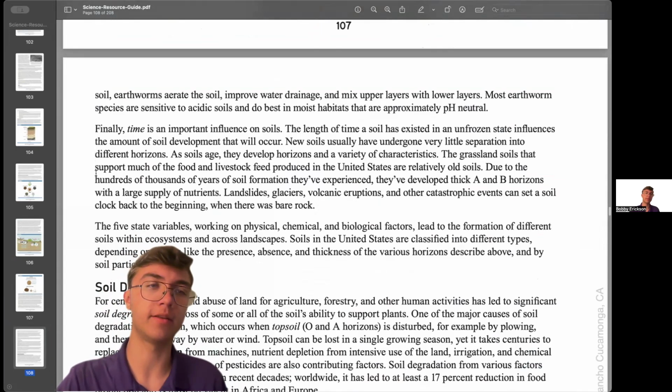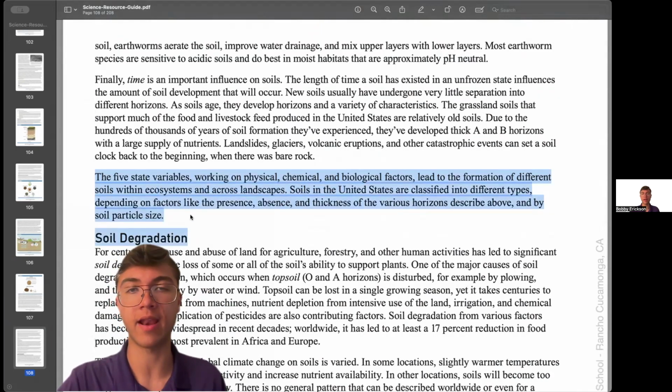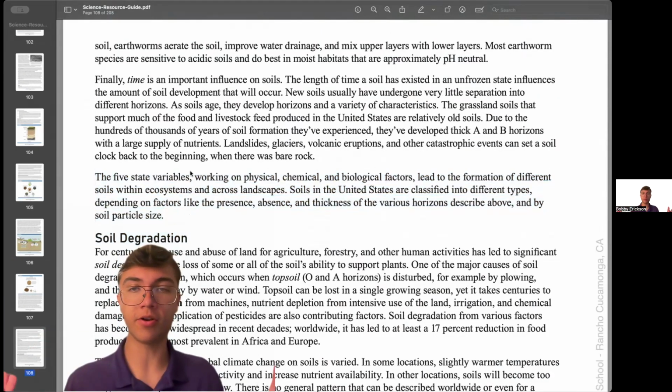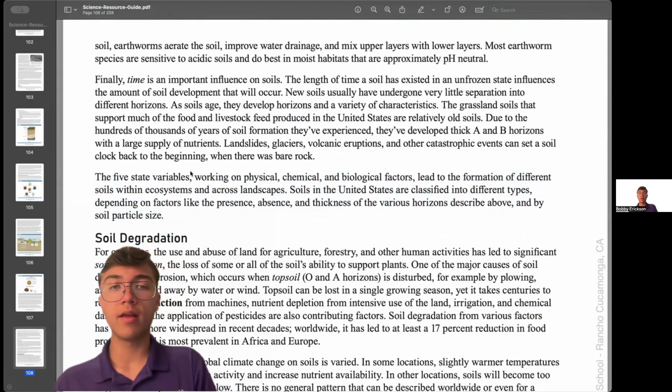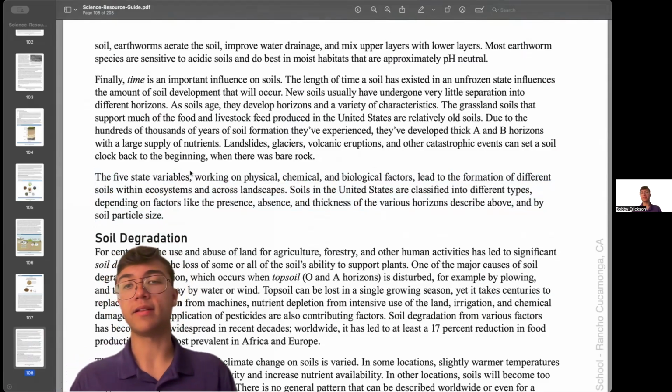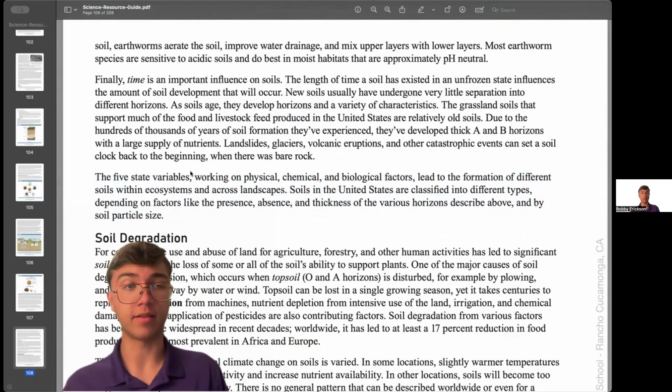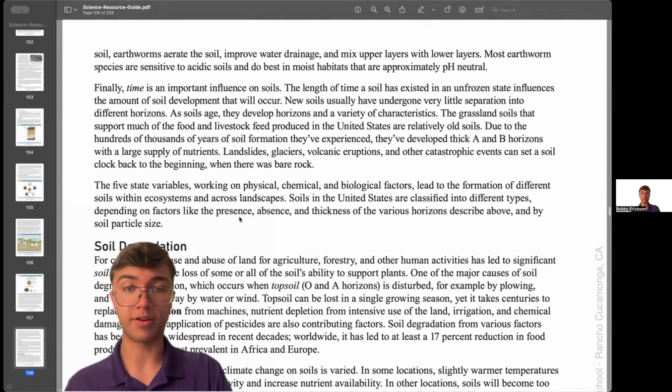So finally, we've got a little summary here where it tells us that all of these state variables come together to affect a lot of different soils and different ecosystems, and overall, they're classified into different types, like the presence, absence, or thickness of different horizons that were described.